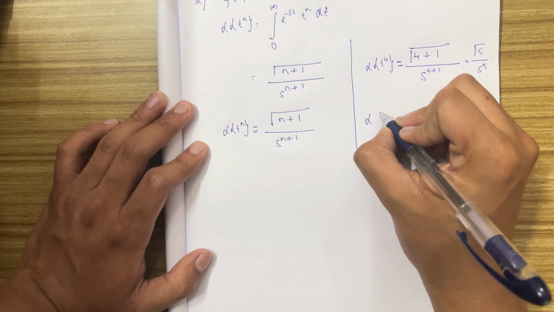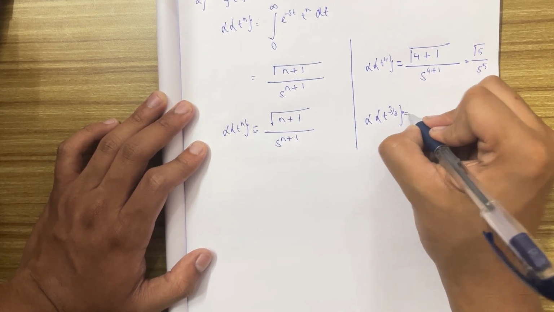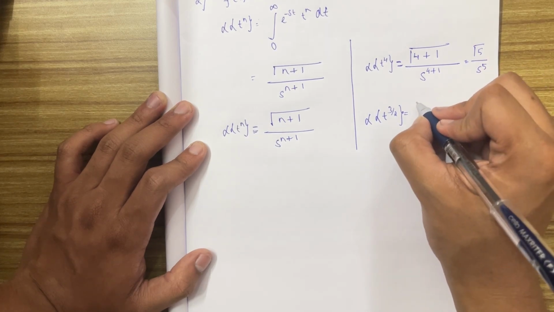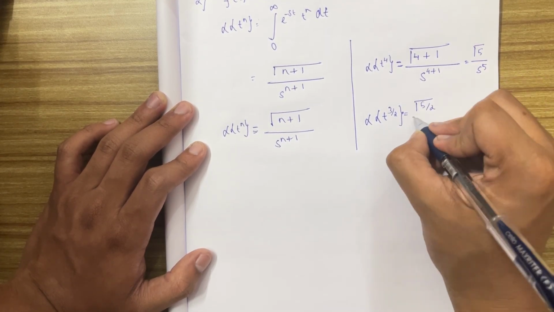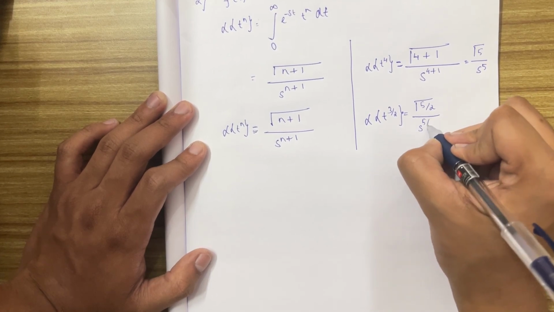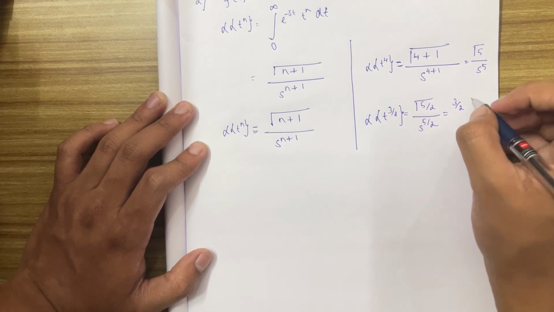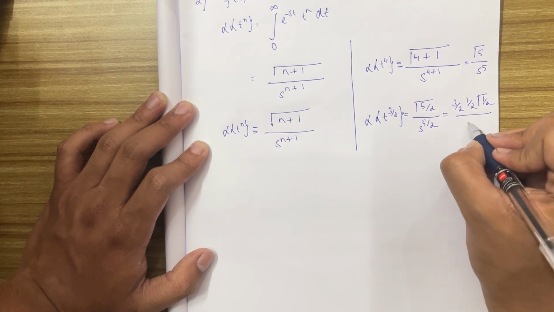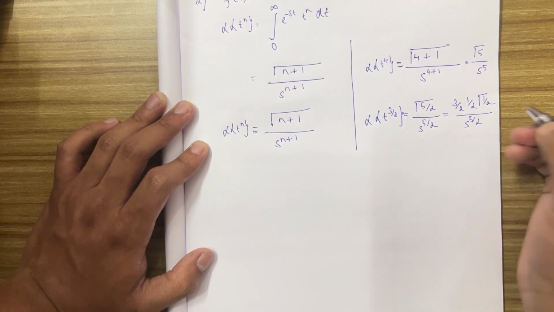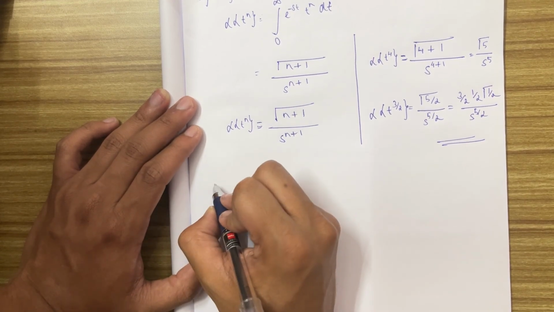Let us take another example, t to the power 3 by 2. Okay, so what we will get is 3 by 2 plus 1, that will be 5 by 2. So gamma 5 by 2 by s to the power 5 by 2. So let us break it. We'll get root pi by 2, then here we'll get s to the power 5 by 2. Yeah. This formula is also simplified.